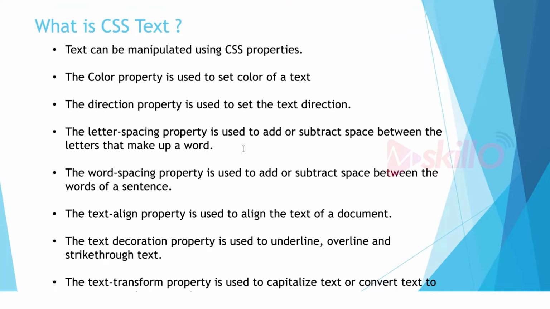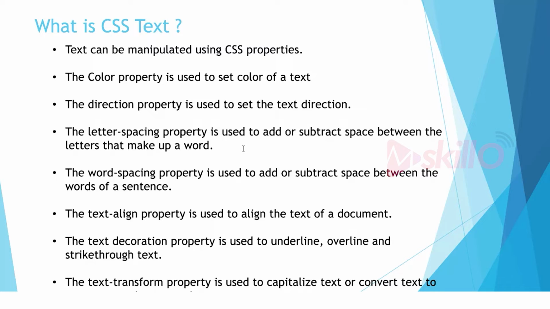Now that we are done with the CSS box model, let's move ahead with what CSS text is. So basically we use CSS text in order to manipulate the text using CSS properties. So text can be manipulated using CSS properties. We have certain properties that we can apply on the CSS text. Those properties are like, we have the color property that is used to set the color of a text.